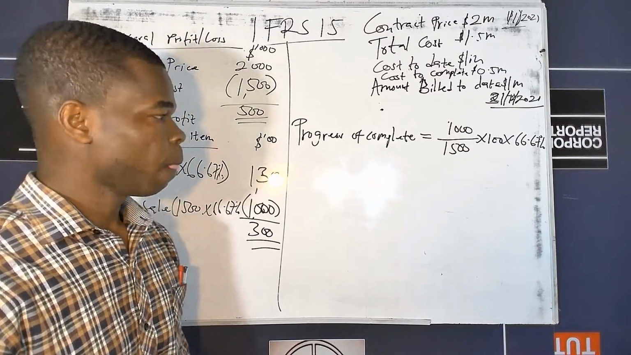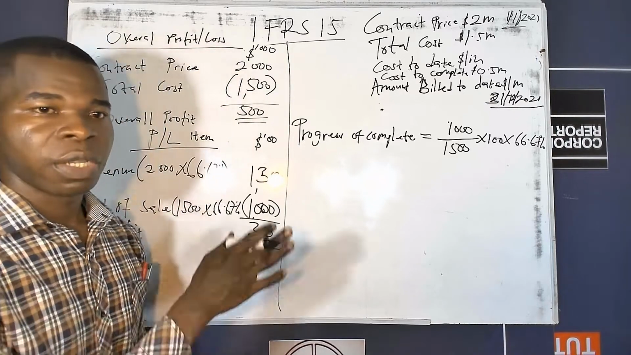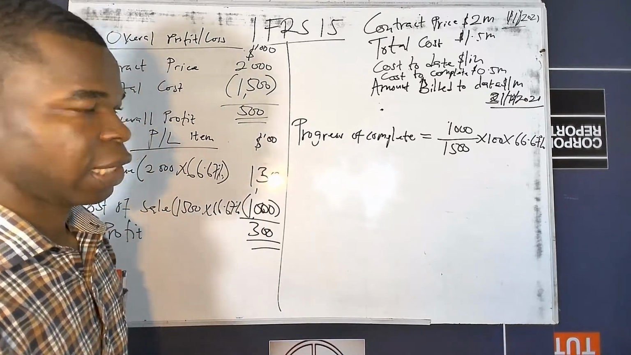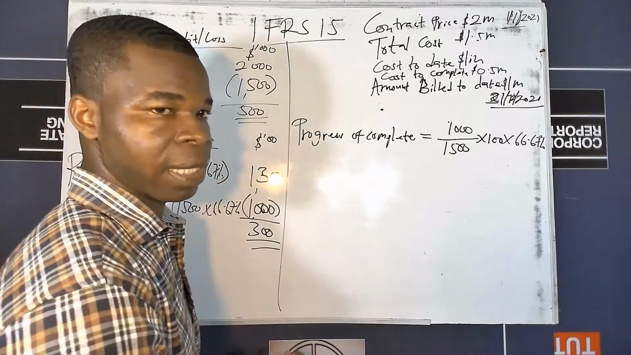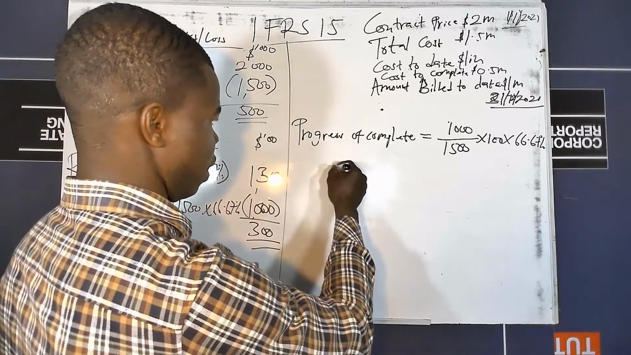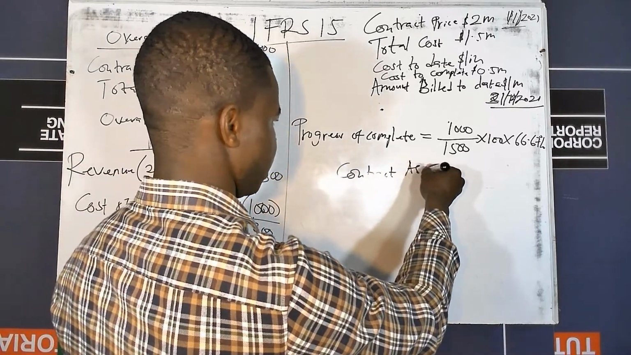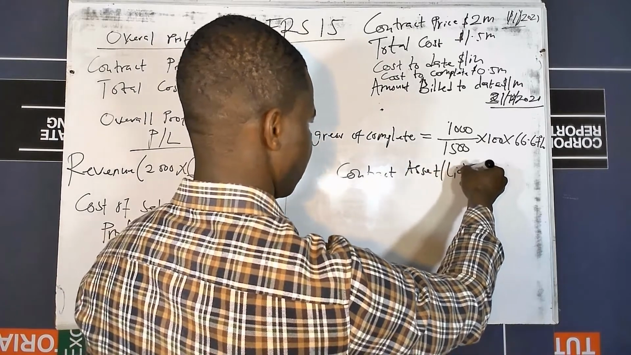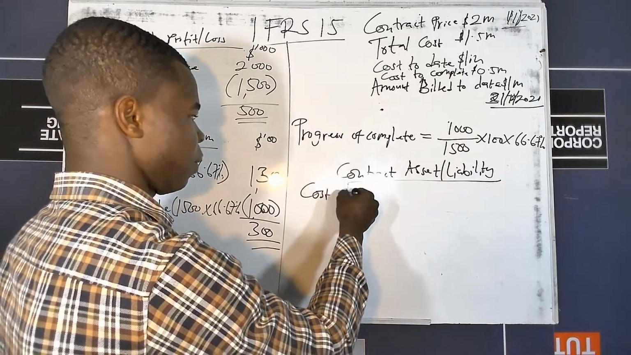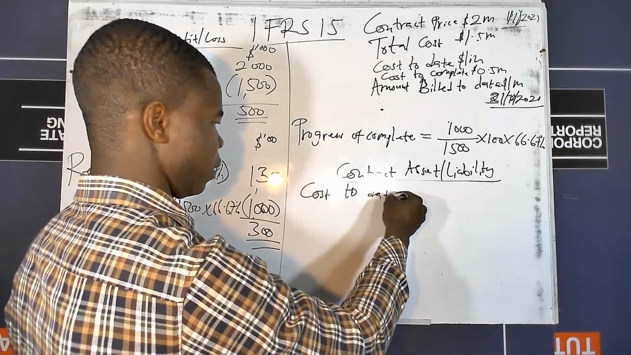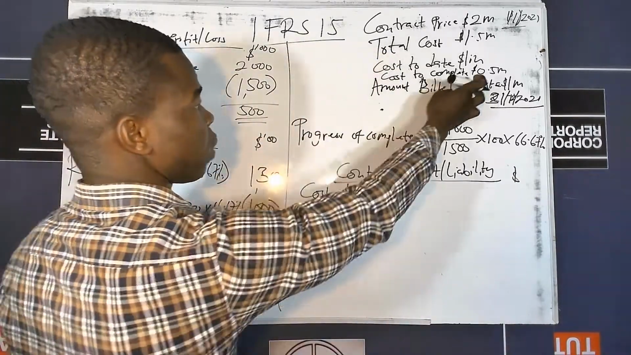As simple as that. And then how much are we going to send to our P&L account? How much are we going to send to our statement of financial position as our contract asset or contract liability? So in this case, how do we determine our contract asset or our contract liability? In this case, it's going to be the cost to date. So cost to date is the amount is 1,000.